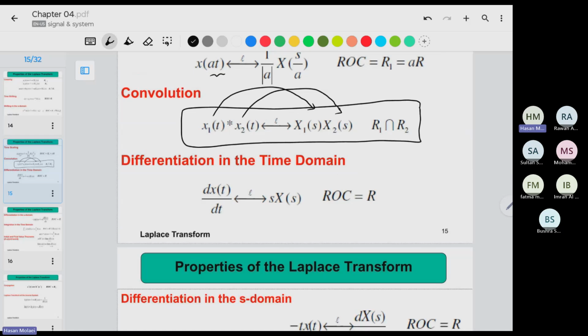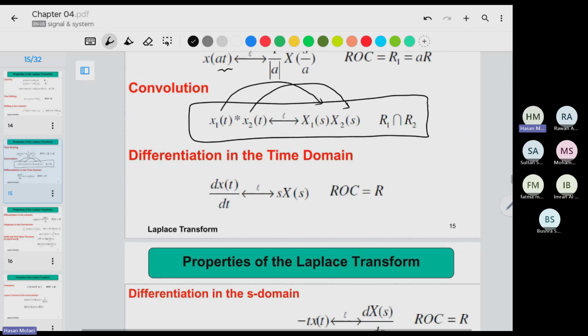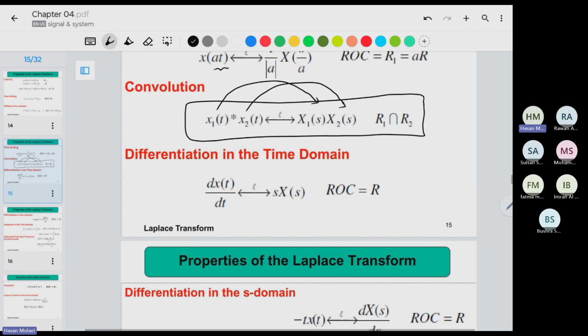If I do differentiation in time domain, it can easily change to one algebraic operation. I just need to multiply the Laplace transform by S.